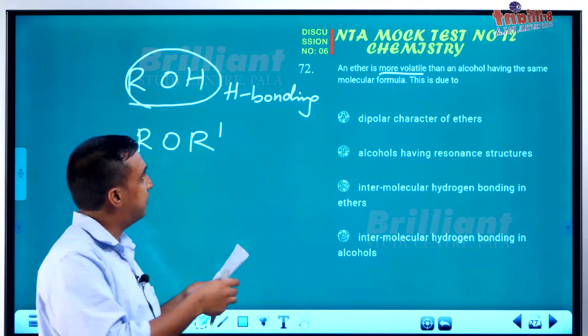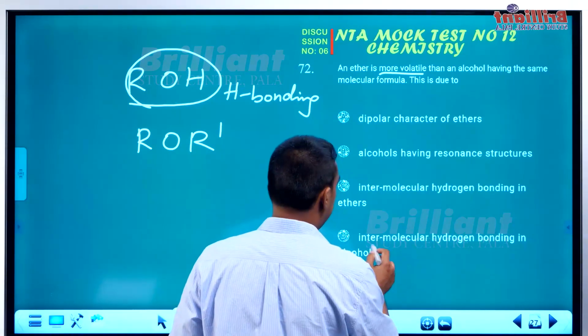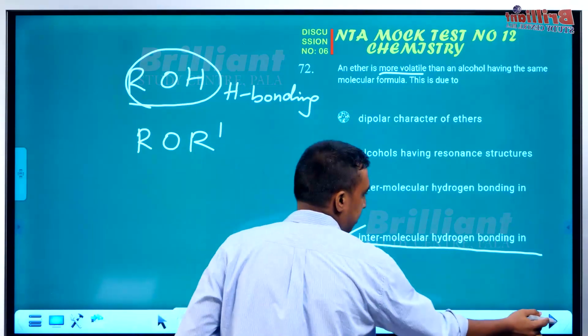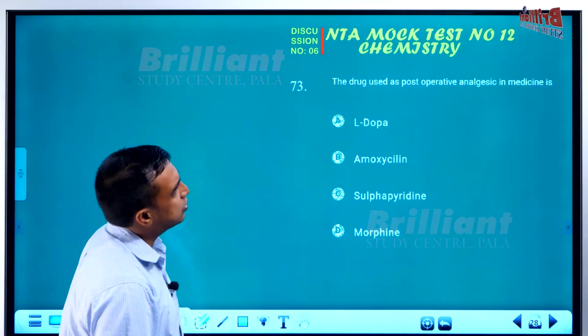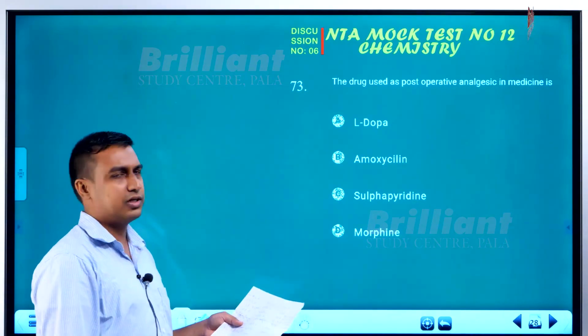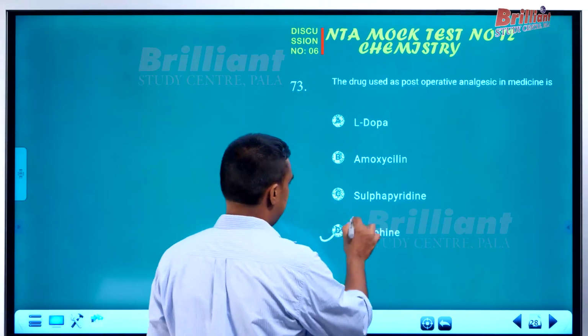For question number 72, the answer will come as intermolecular hydrogen bonding in alcohols. Correct, 72 D. Coming to the next one. This is a theory question. The drug used as post-operative analgesic, painkiller after operation. Morphine. Question number 73, answer option D.